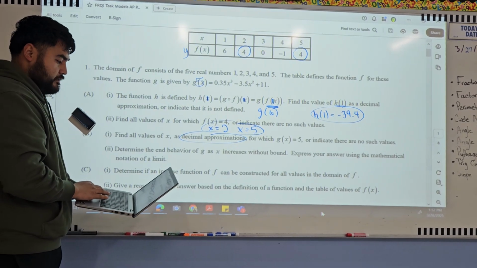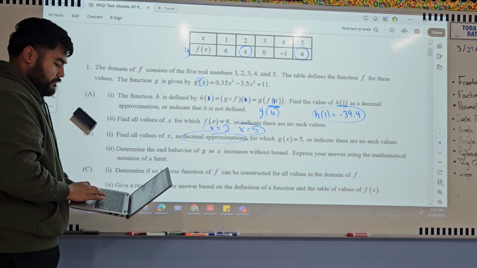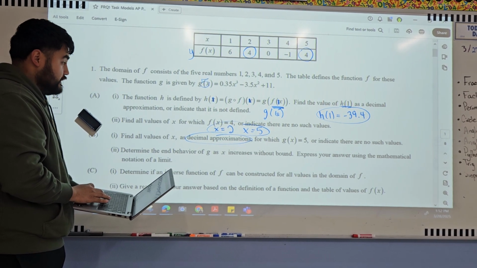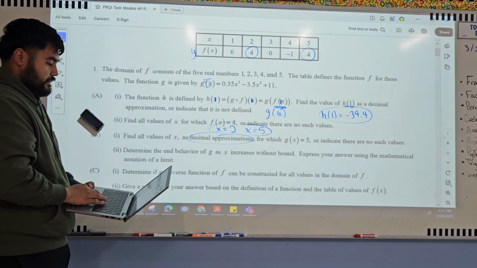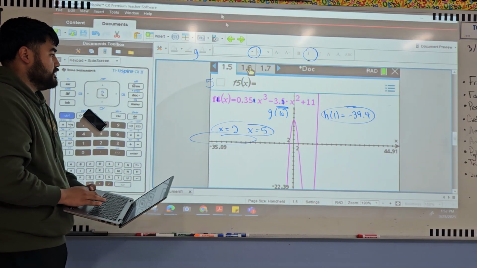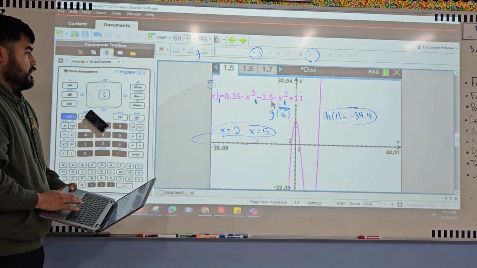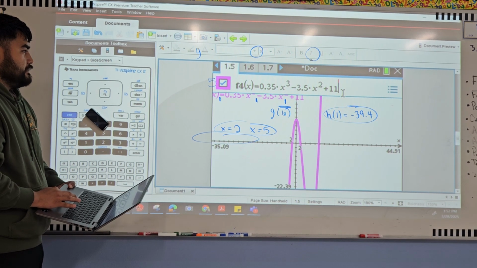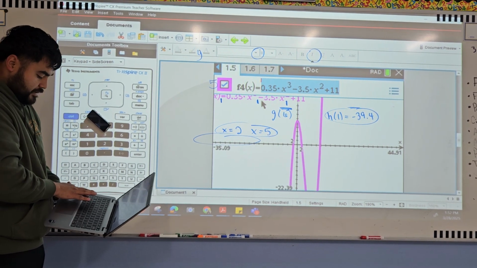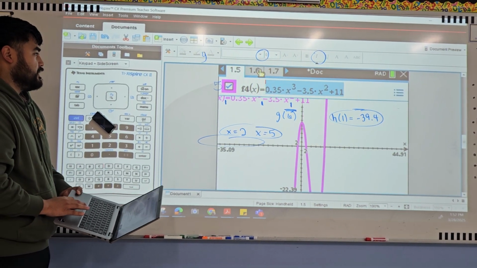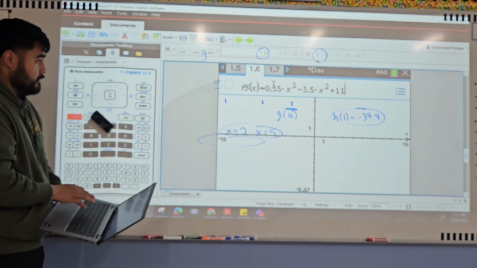If you go back to your calculator, because you're allowed to use it, you could literally graph it. If I graph it, it should look a little something like this. Just in case you guys are wondering how I graphed it, I'm just going to copy it real quick. You're literally going to copy it down.